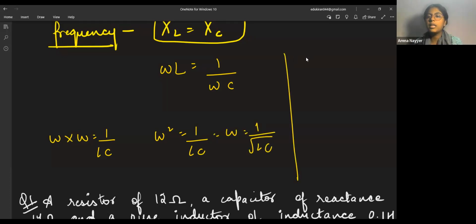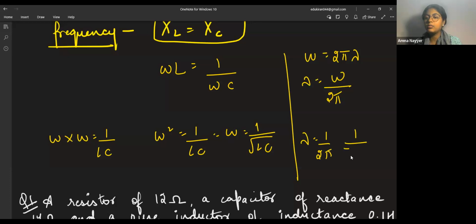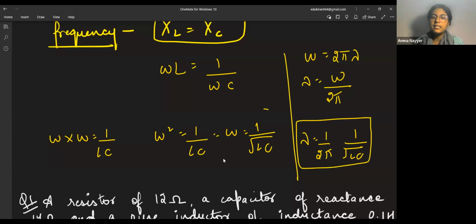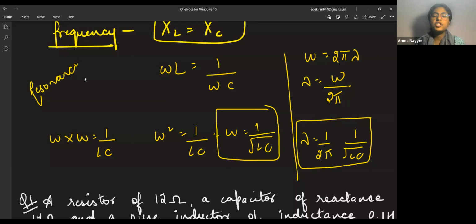Also, we know that omega is equal to 2 pi nu. So frequency will be omega divided by 2 pi, that is 1 by 2 pi into 1 by under root LC. This is the value of frequency, and this is the value of angular frequency. This is the condition of resonance. This is valid only for resonance, a special case only for resonance.